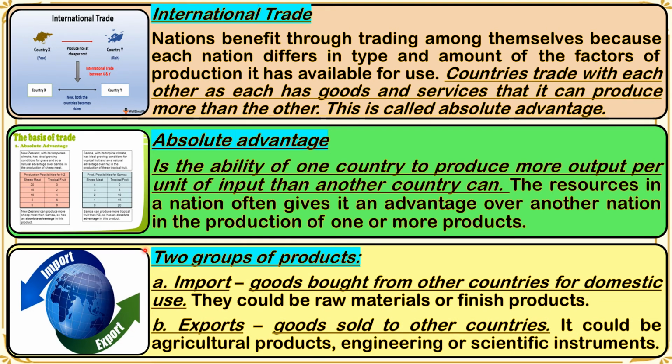And there are two groups of products, class. Number one, imports: goods bought from other countries for domestic use. They could be raw materials or finished products. And the second one is exports: goods sold to other countries. It could be agricultural products, engineering, or scientific instruments.